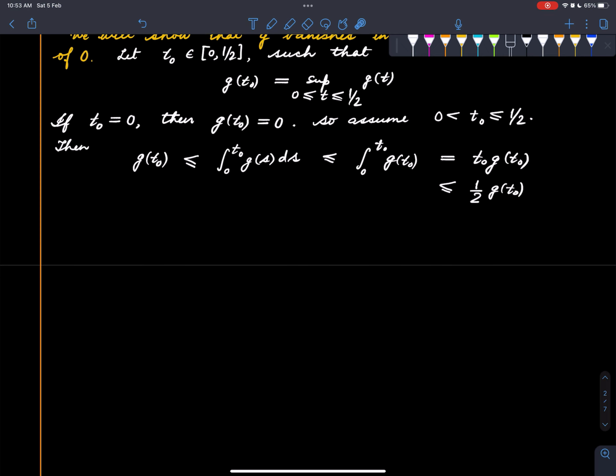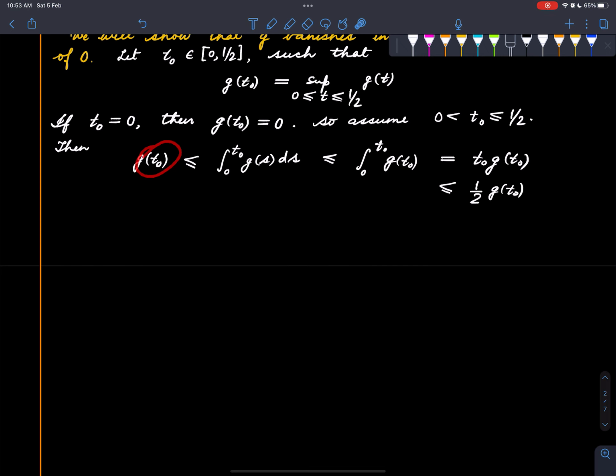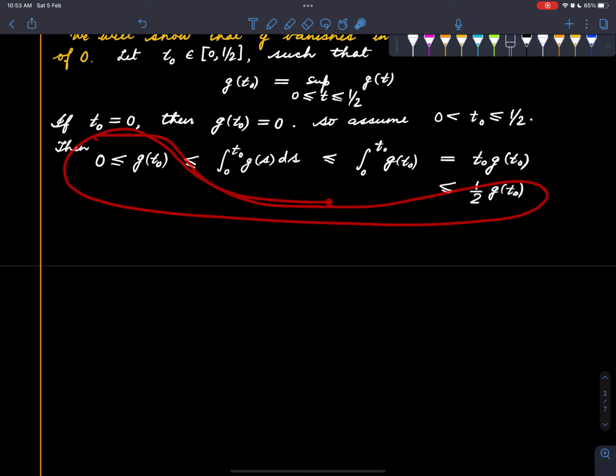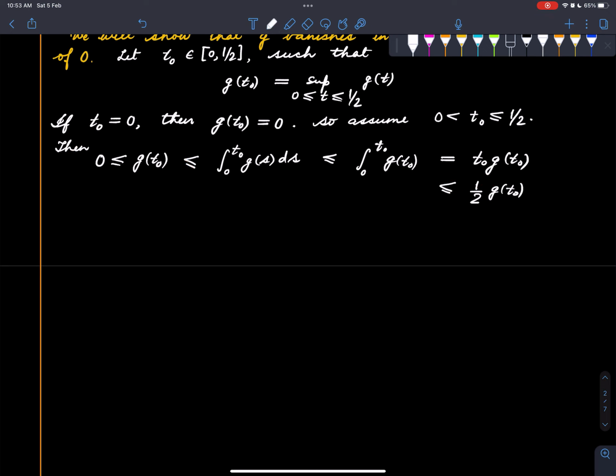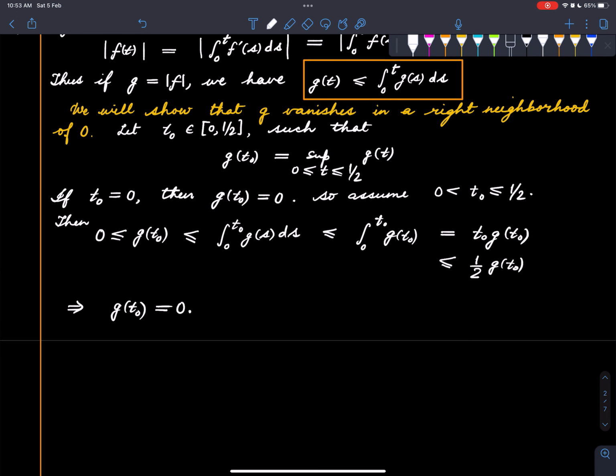So what do we see? We see g(t₀) is at most half g(t₀), and this is already the case. Let me write that also. So if you just look at this, we see that g(t₀) is 0. And therefore, the yellow statement holds. Therefore, the yellow claim holds.